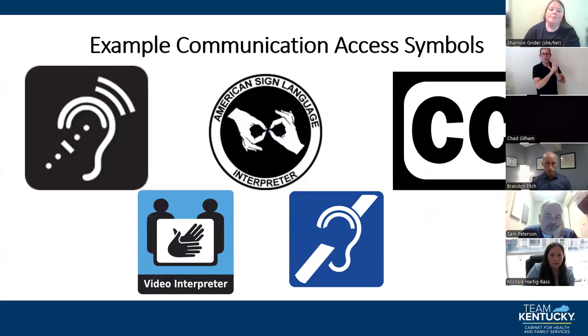These are some communication access symbols that are commonly used. There's 5 on this screen. If you set up any of these symbols on your signage at your front desk or at the front door, anytime a deaf or hard of hearing individual comes in, they will immediately know, okay, this person is knowledgeable about working with deaf or hard of hearing individuals. They see that you are able to accommodate their needs.